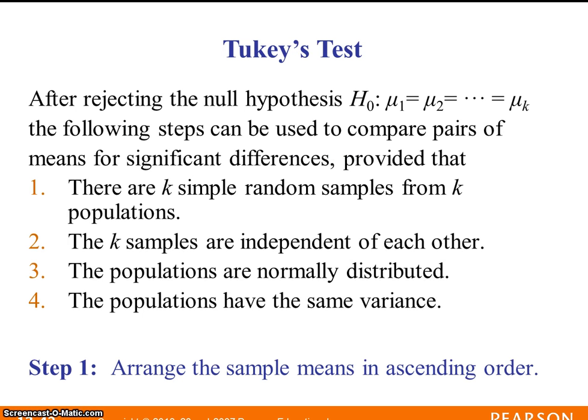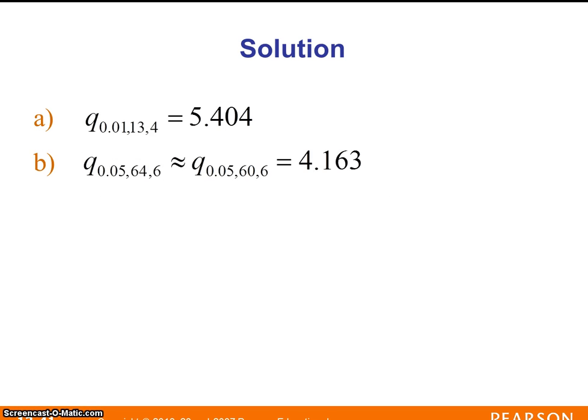Now, Tukey's test is performed after rejecting the null hypothesis, and the following steps can be used to compare pairs of means for significant differences, provided that there are K simple random samples from K populations. The K samples are independent of each other. The populations are normally distributed, and the populations have the same variance. I should mention too that for the previous result, we can look in table 9 for that value.